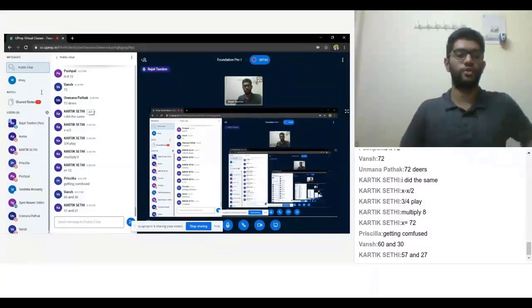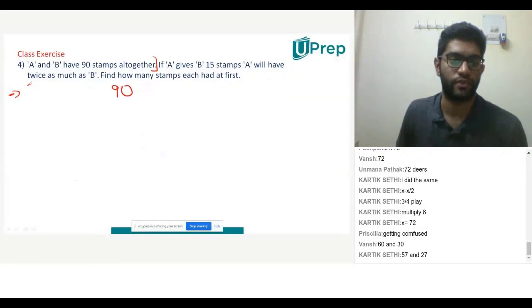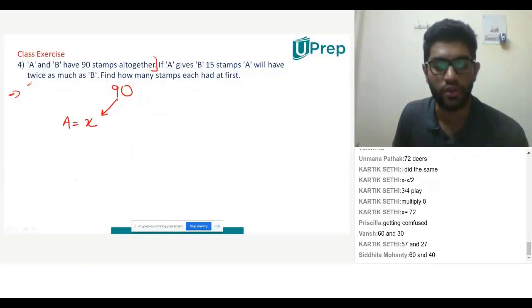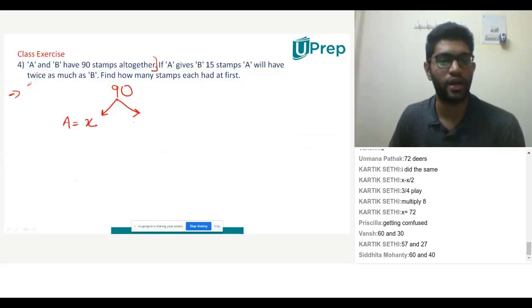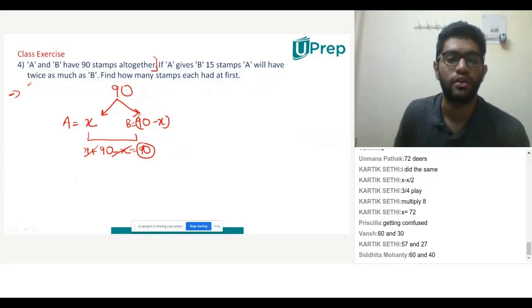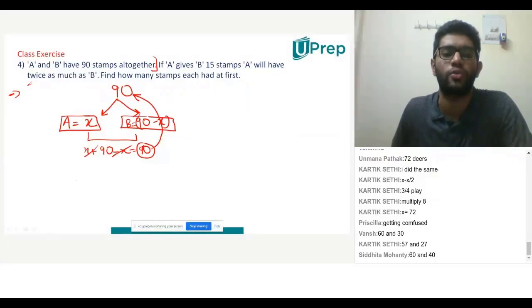So let's see how it is to be done. He says A and B have 90 stamps altogether. Now say A has X number of stamps. So how many will B have? B is supposed to have 90 minus X stamps, because only when this happens and I add both of them, I will get X plus 90 minus X, which is equal to 90 stamps, guys. If I say A has X number of stamps, B will have the remaining because there are only 2 people.